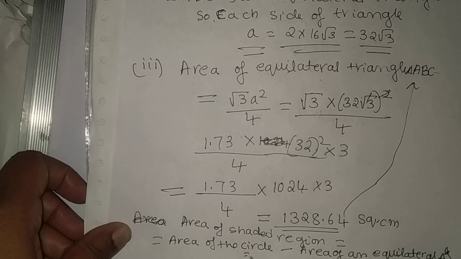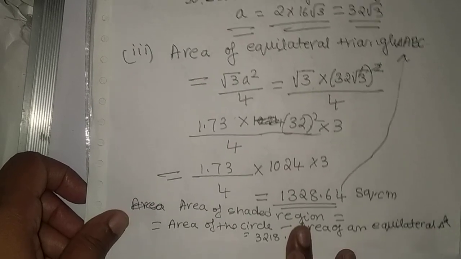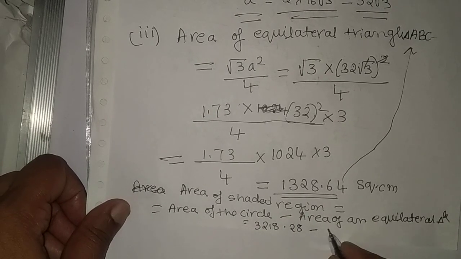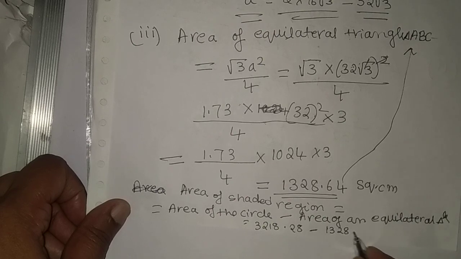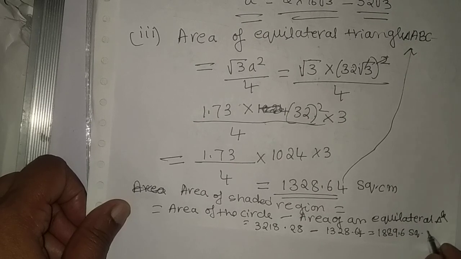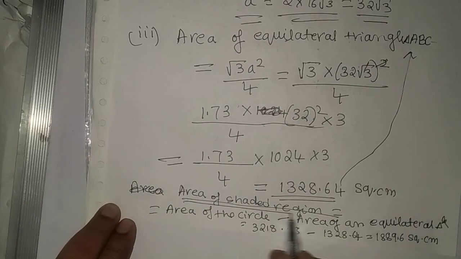Therefore, what is the value? Substitute the area of the circle. We got 3218.28 minus how much? 1328.64, which is equal to 1889.6 square centimeters. So this is the final part of the question.